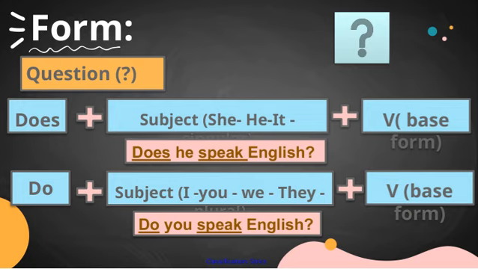When we want to ask a question, we often start with the auxiliary word do for subjects like I, you, we, or they. For example, do you speak English? Notice that the main verb remains in its base form here.